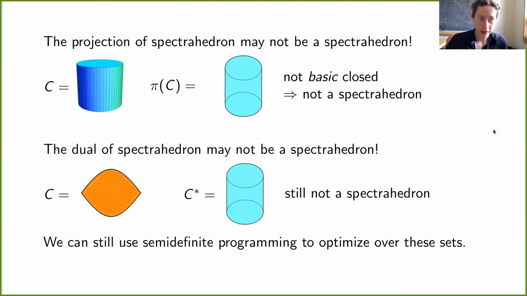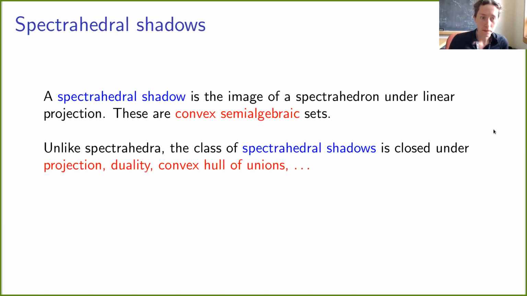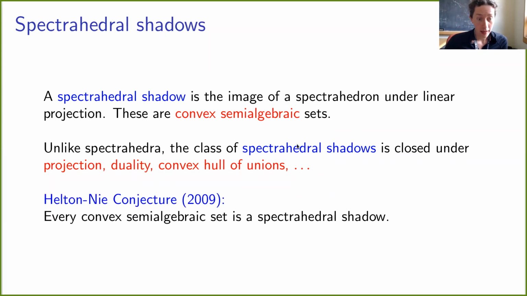So one could also hope to understand the geometry of projections of these things. Sometimes this is called a spectrahedral shadow. So if you take a spectrahedron and then you take the image of it under some linear map. These are also convex and semi-algebraic. And the class of sets you can get this way are closed under all reasonable operations: projection, duality, you take the union of two and take their convex hull. And in fact, there was a long-standing conjecture that if you have anything that's convex and semi-algebraic, then you can write it this way. Then you can find some spectrahedron in maybe some giant dimensional space that projects onto this thing.